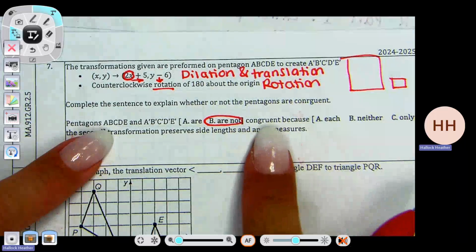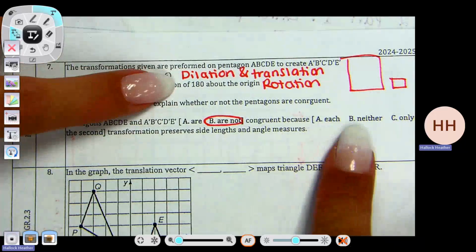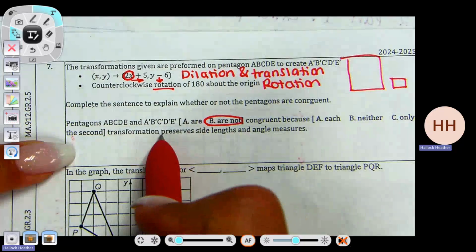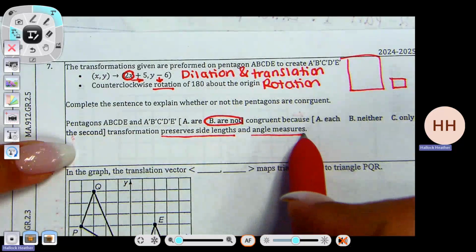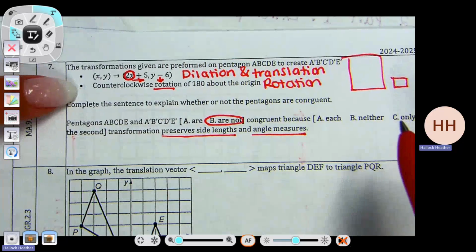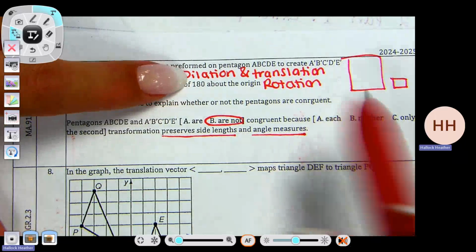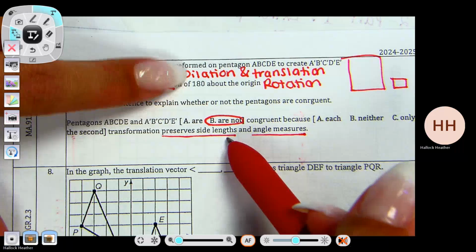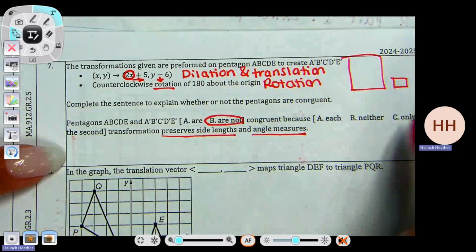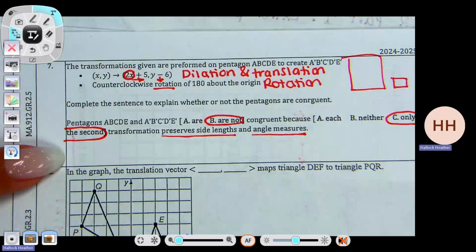And it wants to know, this is the part that's really confusing. It says, because both of them, neither of them, or only the second transformation preserves sides and angle measures. So you have to think, do both of these or neither of these or only the second preserve sides and angle measures? The first one is a dilation. It does not preserve length. The second one is a rotation. It does preserve length. So it's only the second that preserves length and angle measures.